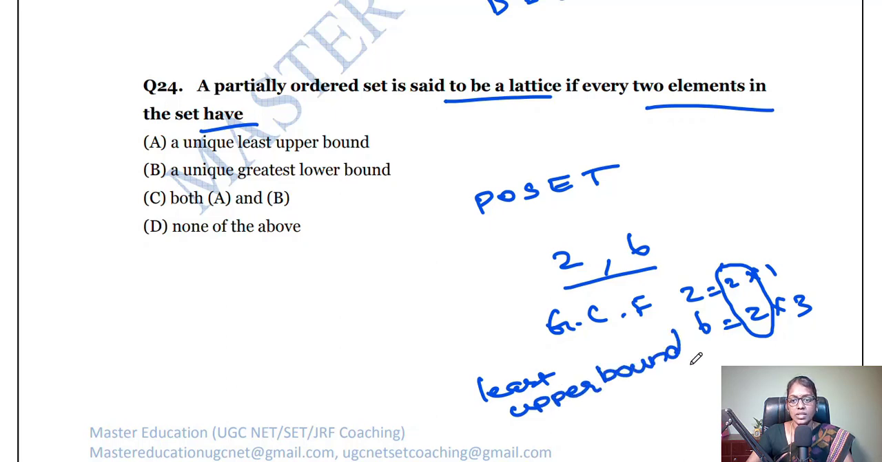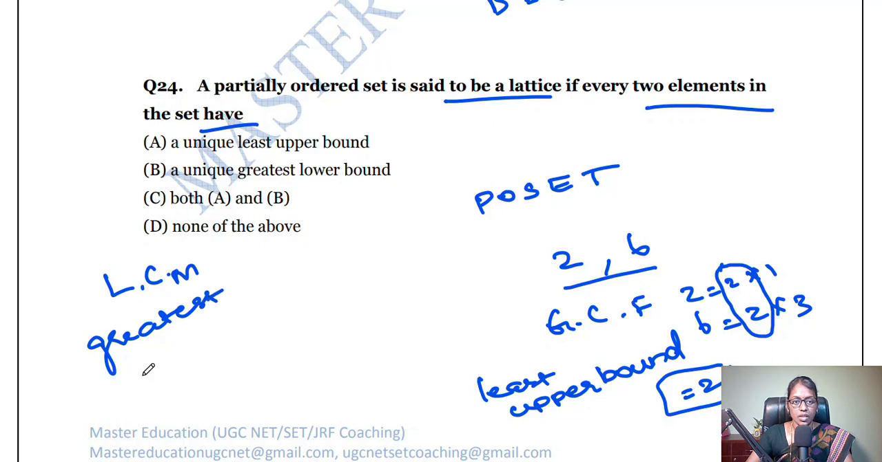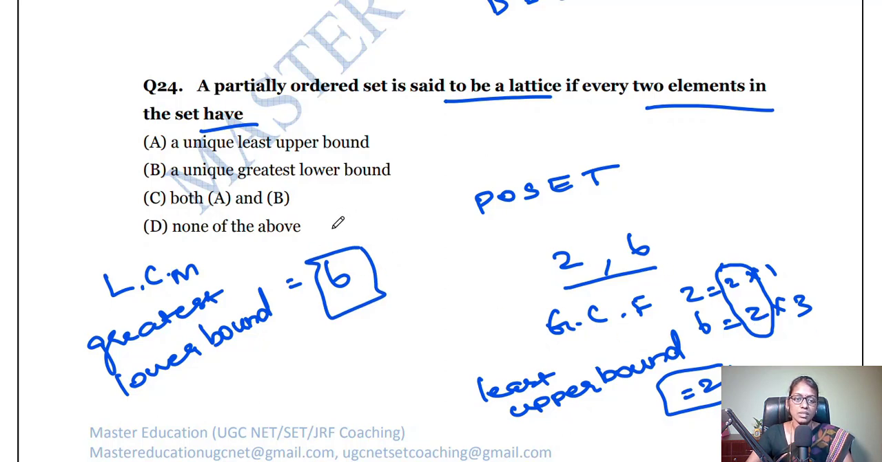Okay, so the greatest lower bound value is 2, and the LCM is the least upper bound. For 2 and 6, 6 is 2 into 3. So 2 into 3 is 6, which is the least upper bound.